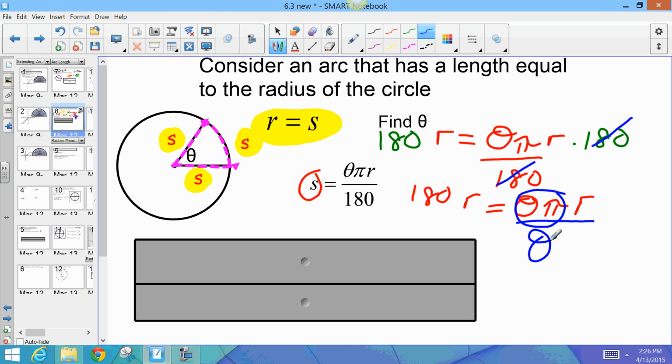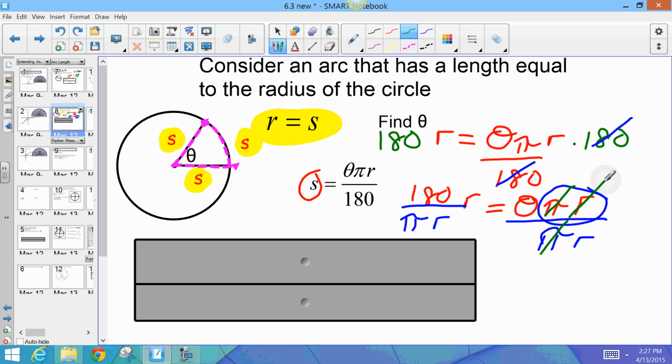Oh my god, I can't pay attention. I'm trying to get theta by itself. Let me undo that. I'm trying to get theta by itself, so I want to undo multiply by pi r. So I'm going to divide both sides by pi r. Pi cancels, r cancels, and r on this side cancels also. What I'm left with is 180 over pi equals theta.